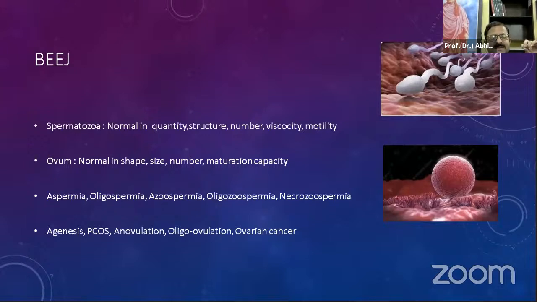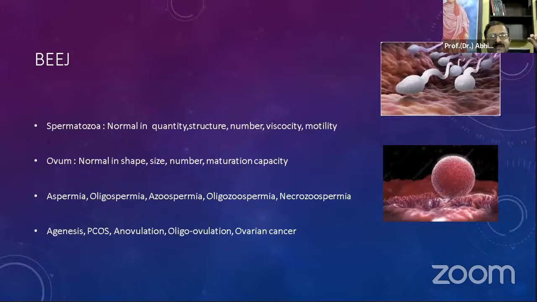Aspermia means there is absence of sperm. Oligo means less, so when there is a less count of sperms in ejaculation, that is called oligospermia. Azoospermia means the sperms are not motile, or they don't have the ability to reach the ovum. Necrozoospermia means they are having some structural deformity in their parts. This is about the sperms, or bija, male bija, shukra bija.